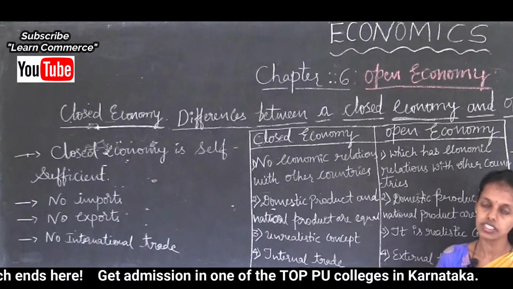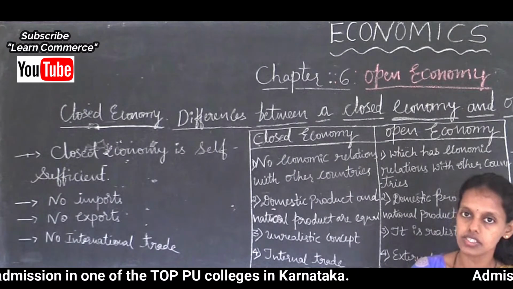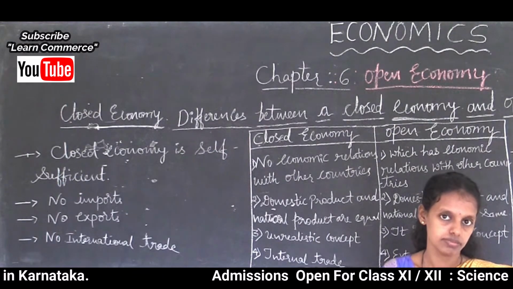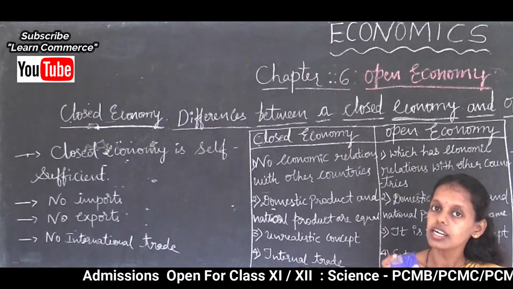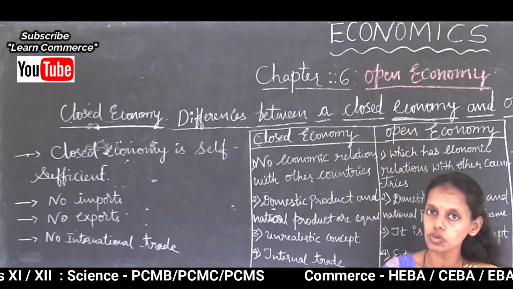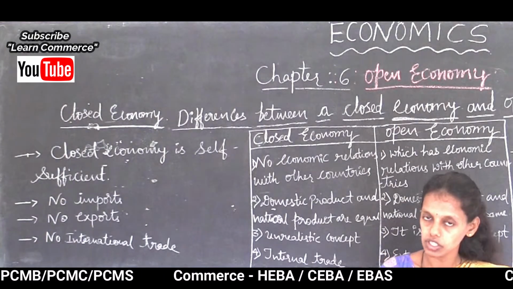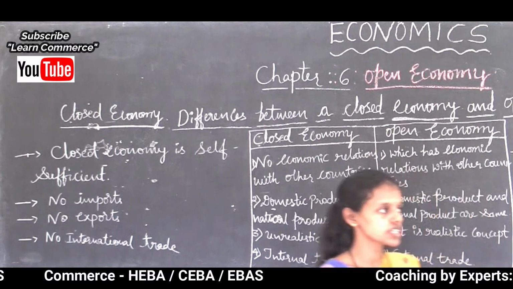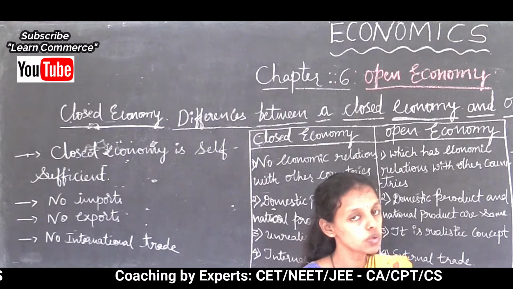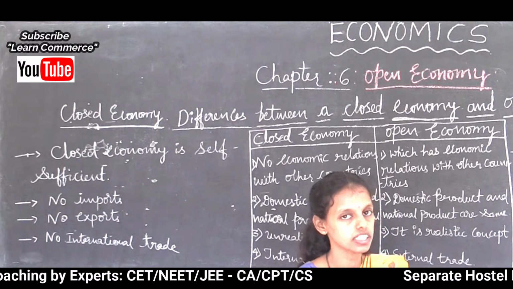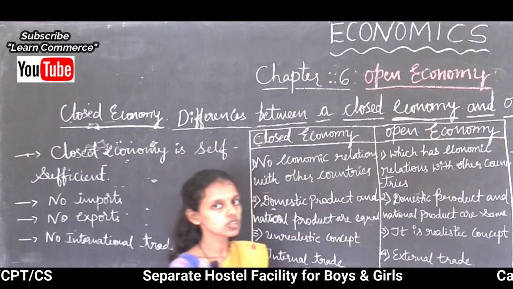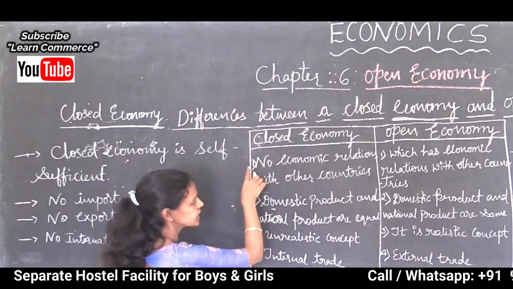We already studied that a closed economy is an economy in which there is no international trade or external trade. In an open economy there is international trade and external trade, meaning import and export take place. But in a closed economy there is no international trade, only internal trade taking place. So let us see the differences between closed economy and open economy.